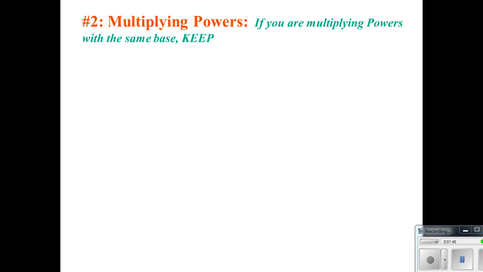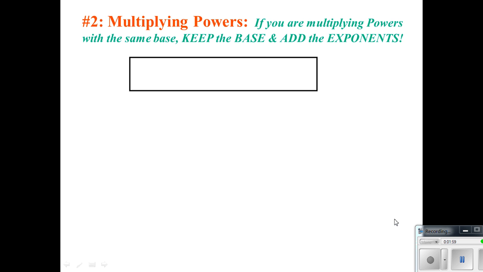Next law is multiplying powers. If you are multiplying powers with the same base, keep the base and add the exponents. Or in simple formula, if we have x to the power of m times x to the power of n, then the product is equal to x to the power of the sum of the two exponents.